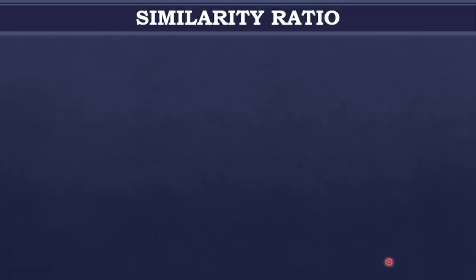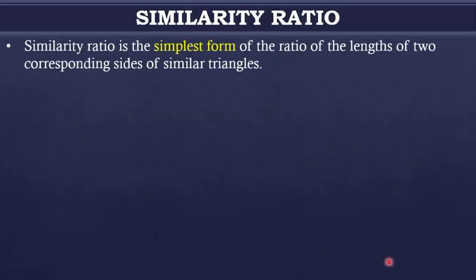Okay, so what is a similarity ratio? Similarity ratio is the simplest form of the ratio of the lengths of two corresponding sides of similar triangles. So, pag sinabi nating similarity ratio, ito yung simplest form, lowest term, ng lahat ng ratio ng lengths of its sides. So, di ba we have three sides of the triangle? So, pag kinuha mo lahat ng ratio, yung simplest form ng lahat ng ratio ng sides ng similar triangles mo, dapat pare-pareho. Yun po ang similarity ratio.